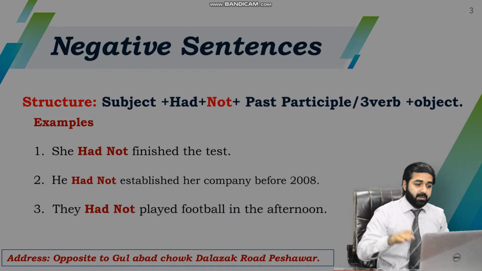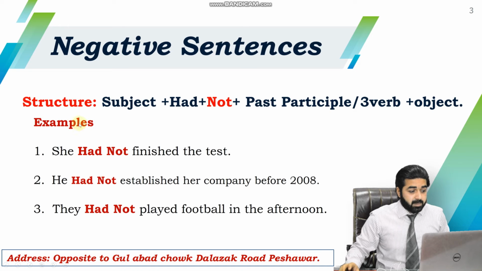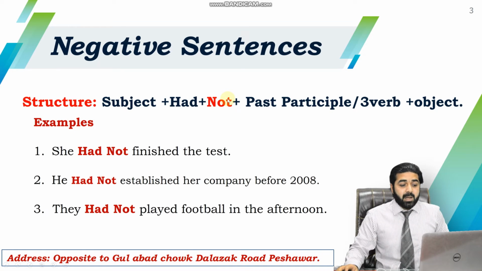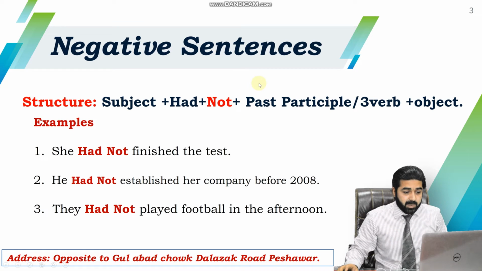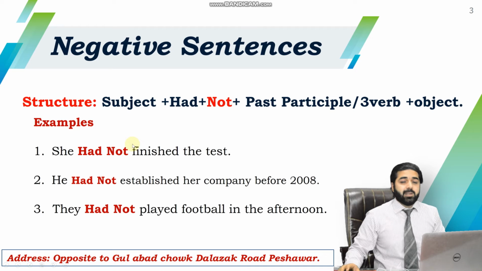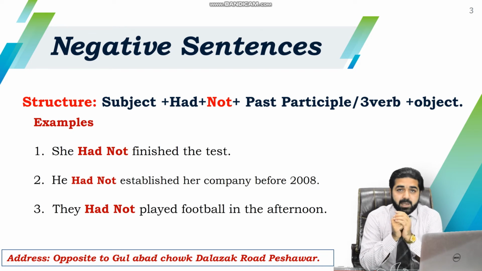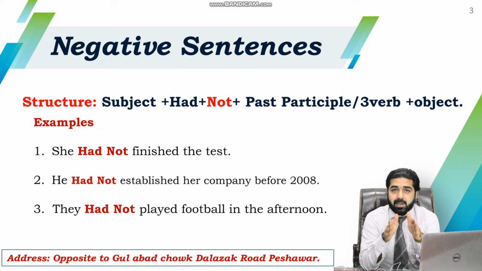Now we will go for negative sentences. अच्छा जी, नेगेटिव सेंटेंसेस में आपने क्या करना है? सब्जेक्ट लगाना है. सब्जेक्ट के बाद हेड, हेड के बाद आपने नॉट लगाना है. वो ऑलरेडी हाईलाइटेड नॉट विद रेड लाइन, क्योंकि ये एक्स्ट्रा है इधर नेगेटिव सेंटेंसेस में, जिसको हम उर्दू में नफी सेंटेंसेस भी कहते हैं. उसके बाद आपने थर्ड फॉर्म ऑफ वर्ब लगाना है प्लस ऑब्जेक्ट लगाना है. अच्छा जी, अफर्मेटिव और नेगेटिव में फ़र्क ये है कि अफर्मेटिव में आपने नॉट नहीं लगाना, नेगेटिव में आपने नॉट लगाना है. कहाँ पर लगाना है? हेड और थर्ड फॉर्म ऑफ द वर्ब के दरमियान लगाना है, राइट?